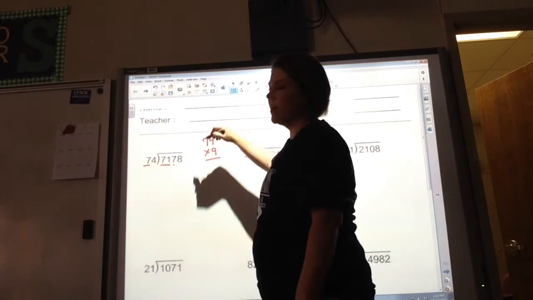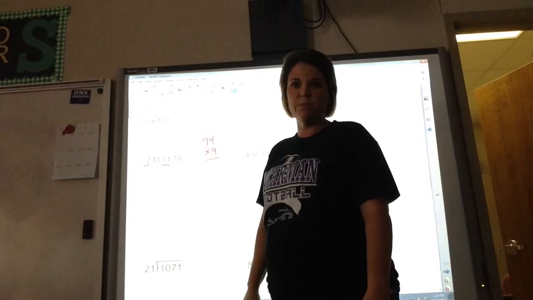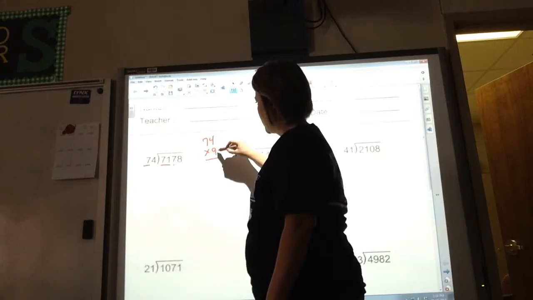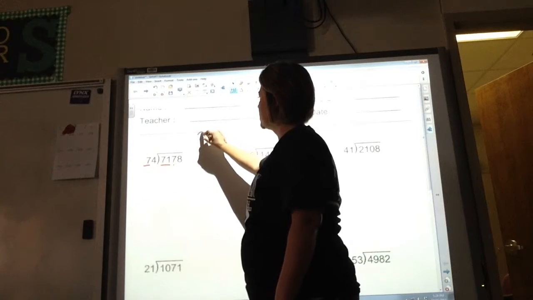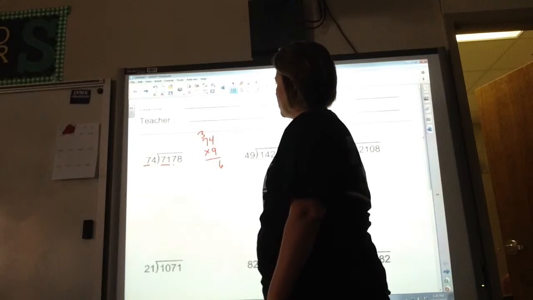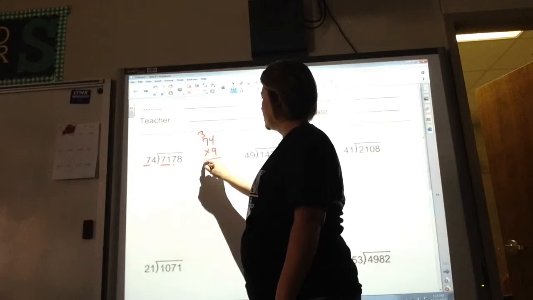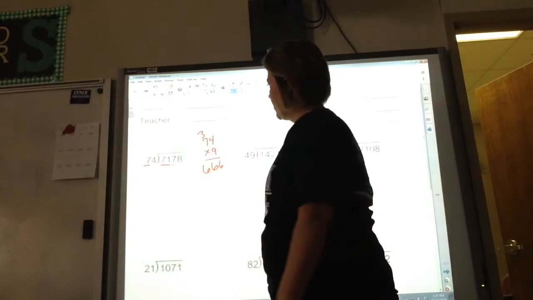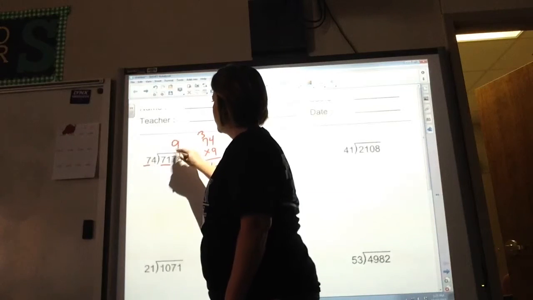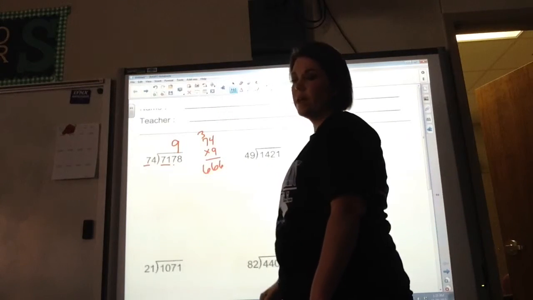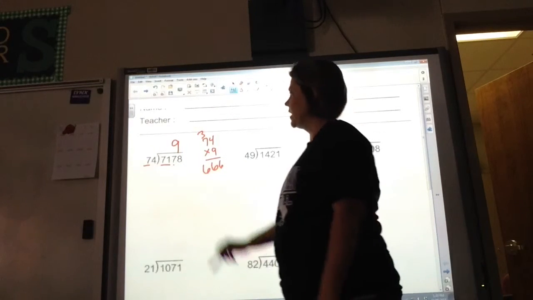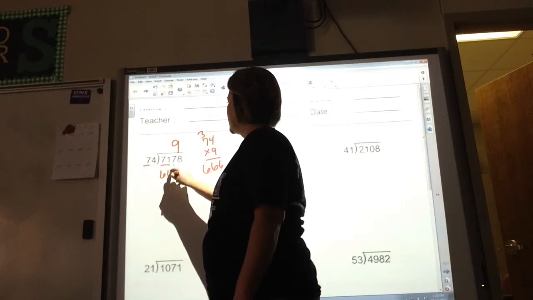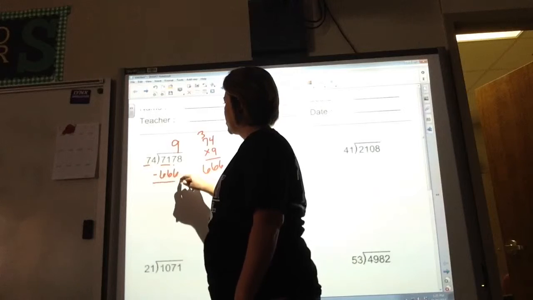And even though I'm writing here, if you want to be using scratch paper to the side to do your multiplication, that's perfectly fine. So let's multiply 9 times 4, 36. 9 times 7, 63, plus 3 is 66. Ooh, 666. Great. All right, here we go. So I'm going to put a 9 on the roof, which means I just divided. Now I'm ready to multiply. 9 times 74 is 666. Now I'm ready to subtract.